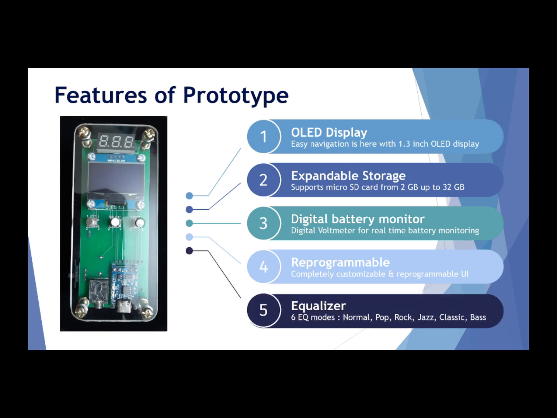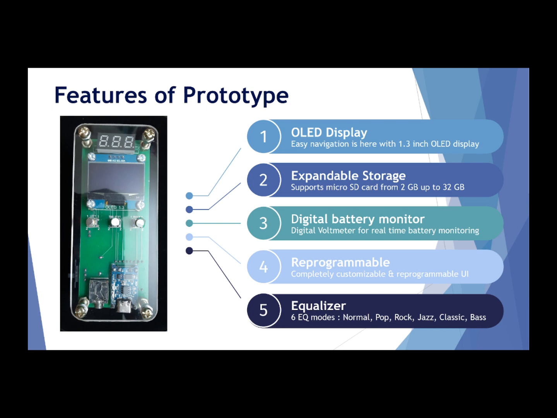And it's the important one that our MP3 players also provide 6 equalizer support. Equalizers means audio equalizers. Depending upon the taste of a music listener, you can switch between 6 EQ modes: normal, pop, rock, jazz, classic and bass. If you are a bass lover, you can use the bass mode. If you love to listen to classical music, then you can change your taste of the music into the classic mode, and so on.